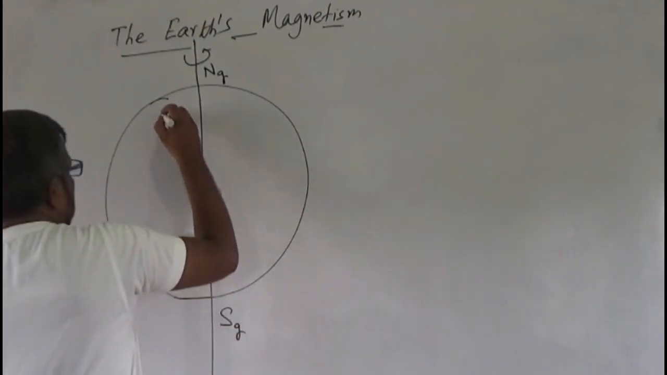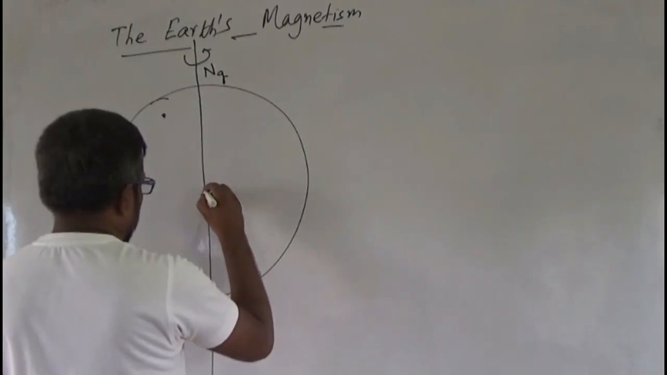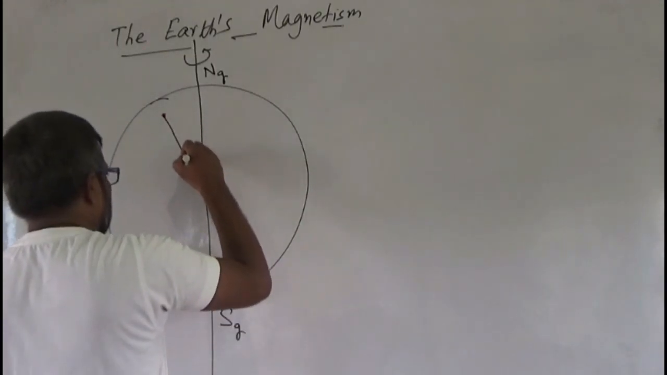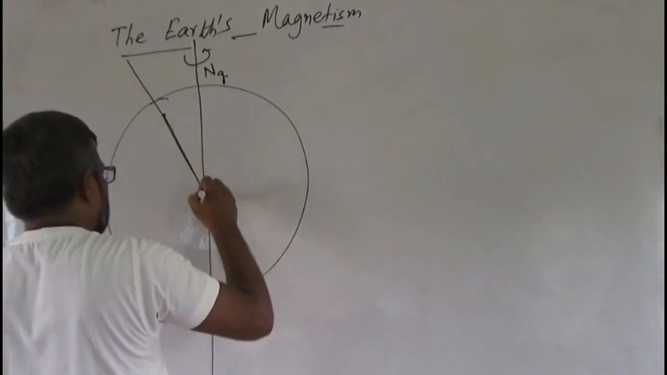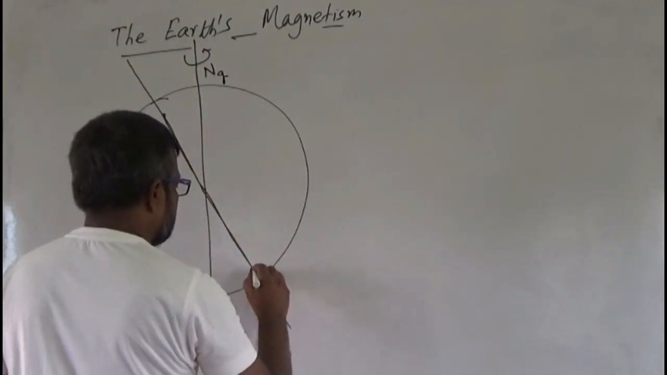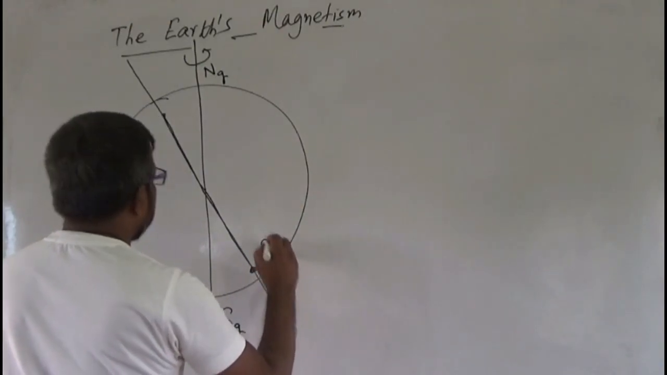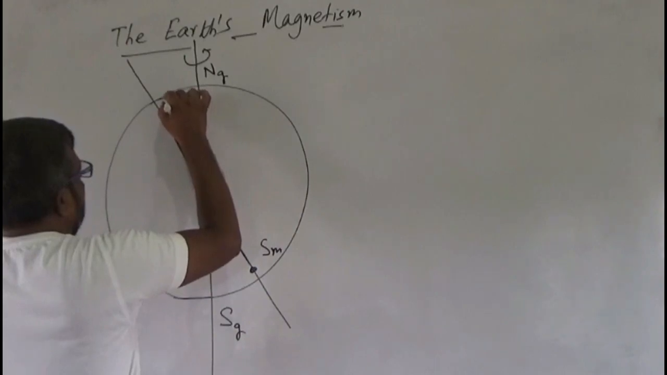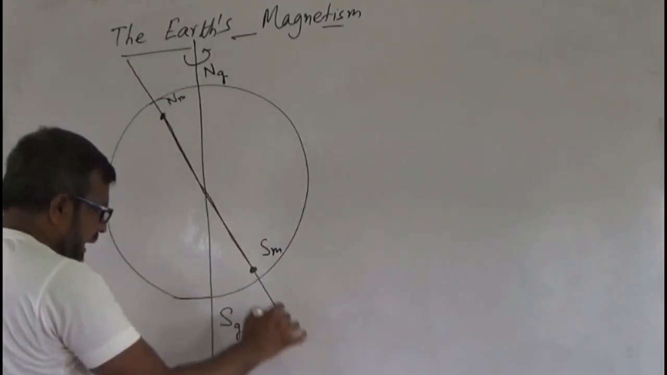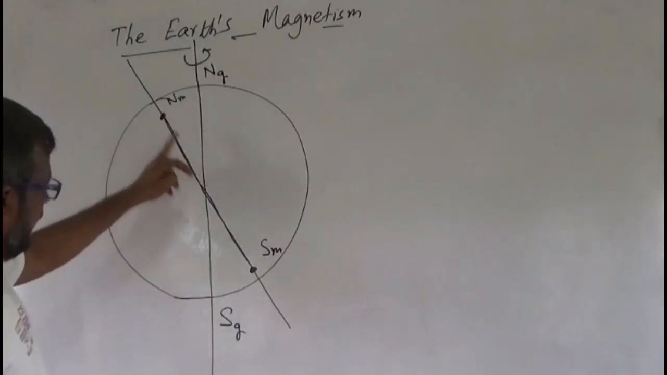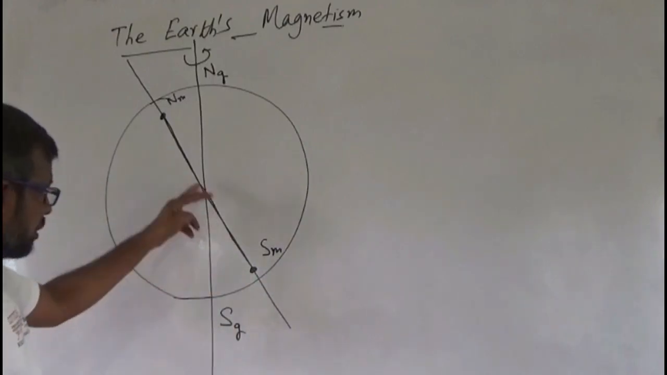That means this is the magnetic North Pole and this is the magnetic South Pole. Just join this. This is our S_M and this is our N_M. And this line joining the magnetic north pole and south pole gives our magnetic axis.